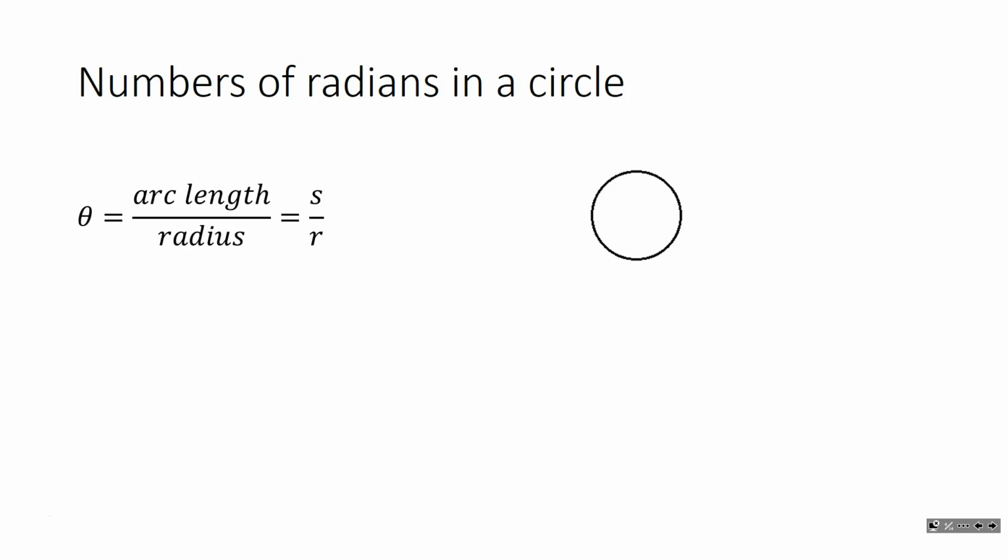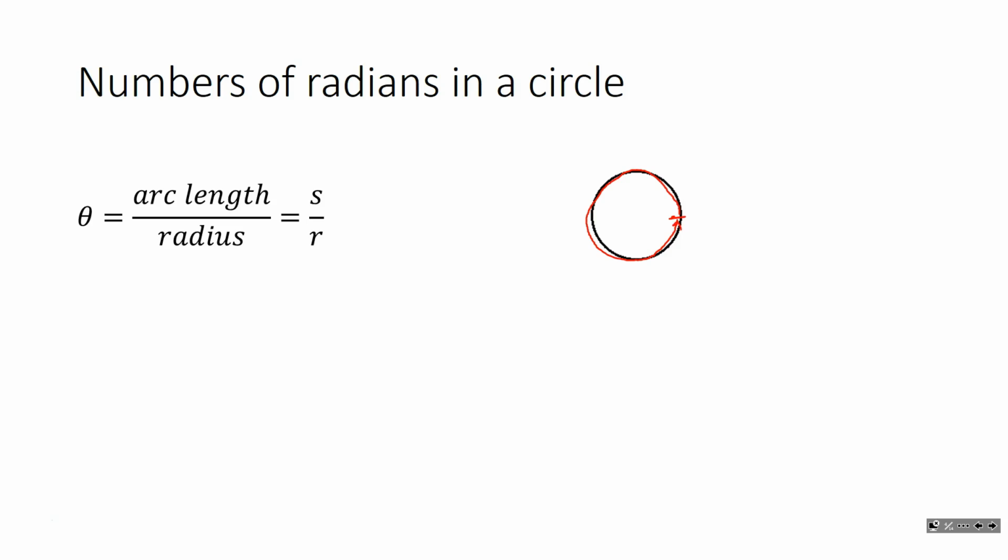Now, an interesting question would be, how many radians are in a circle? Well, we use the formula theta equals arc length over radius, that is s over r, and let's look at the circle over there on the right. If I were to go all the way around a circle, let's say this is my starting point here, so I start going around, I keep going around all the way here. Excuse the rough drawing there.